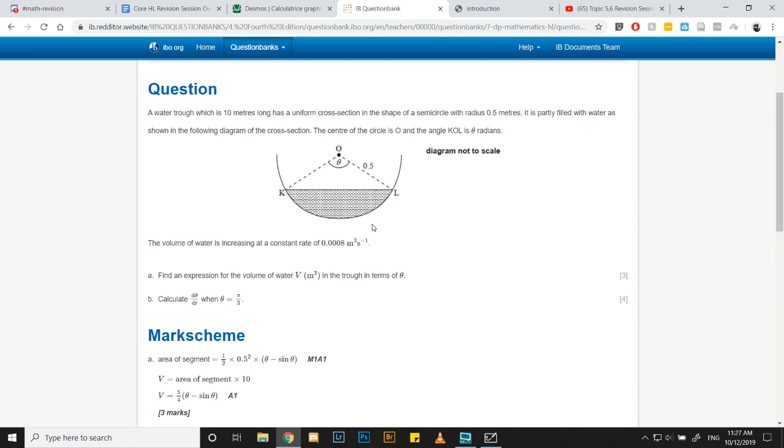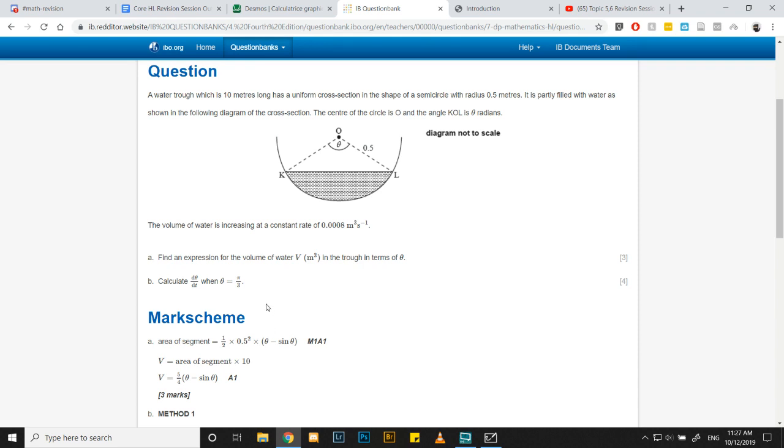I don't know. Let me think as to why they would do that. Half times 0.5 squared. Okay, fair enough. I don't know why they're doing that. Oh, okay. I get it. I get what they're doing. They did some simplifications here.